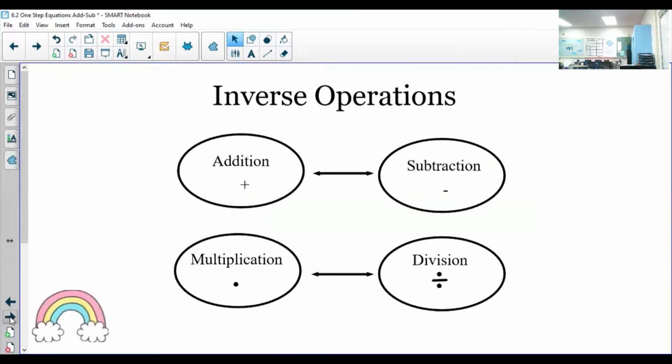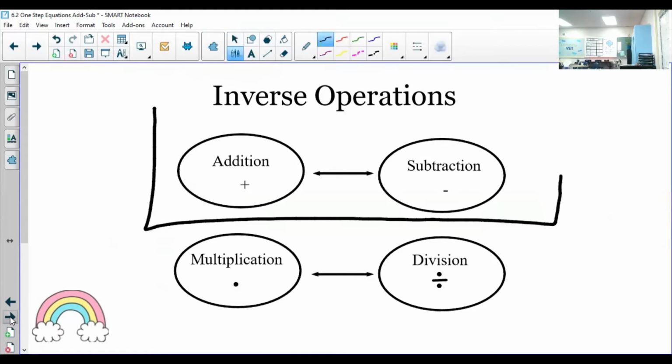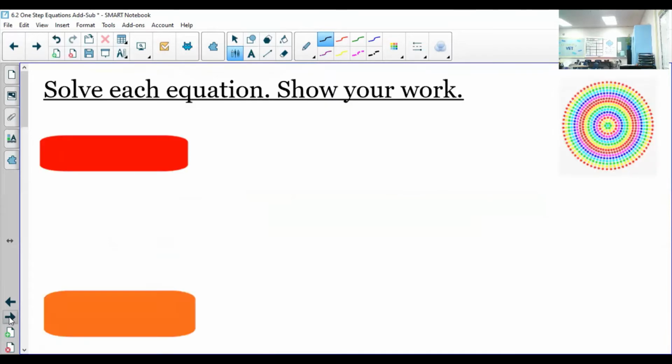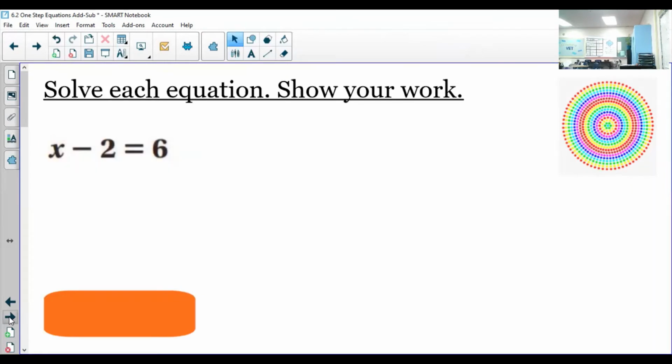The next thing we're going to have to do is talk about inverse operations. Today, we're only going to deal with adding and subtracting, okay? So what you need to remember is that addition and subtraction are inverses of each other, okay? If like they go together, you could say. So let me show you what I'm talking about. If we look at our first type of equation, the directions say to solve it and show your work. So let's look at our first one.